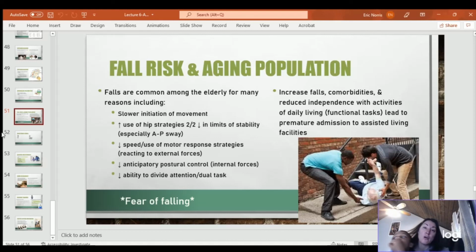When you fall and you can't get around independently, then you're more likely to be admitted early into an assisted living facility.